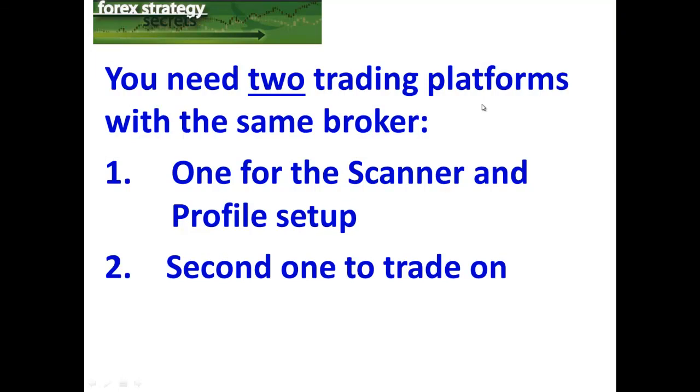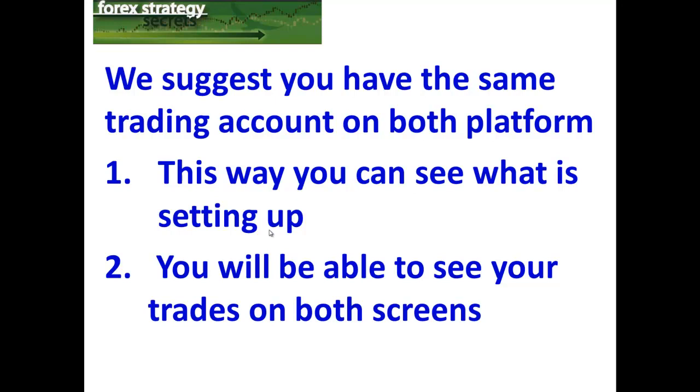So just a couple of preliminary things that you need to be aware of. You need to have 2 trading platforms, and we suggest that they be with the same broker. One for the scanner and the profile setup, and the second one that you're trading on. We also suggest that you have the same trading account on both platforms. This way you can see what is setting up, and you're seeing it on the same account that you're in. You'll be able to see your trades on both screens. So if you actually take trades on the profile setup, you can see the currency pairs you have the trades on and see how they're going, and you can manage them there and move back and forth to the trading screen as well.